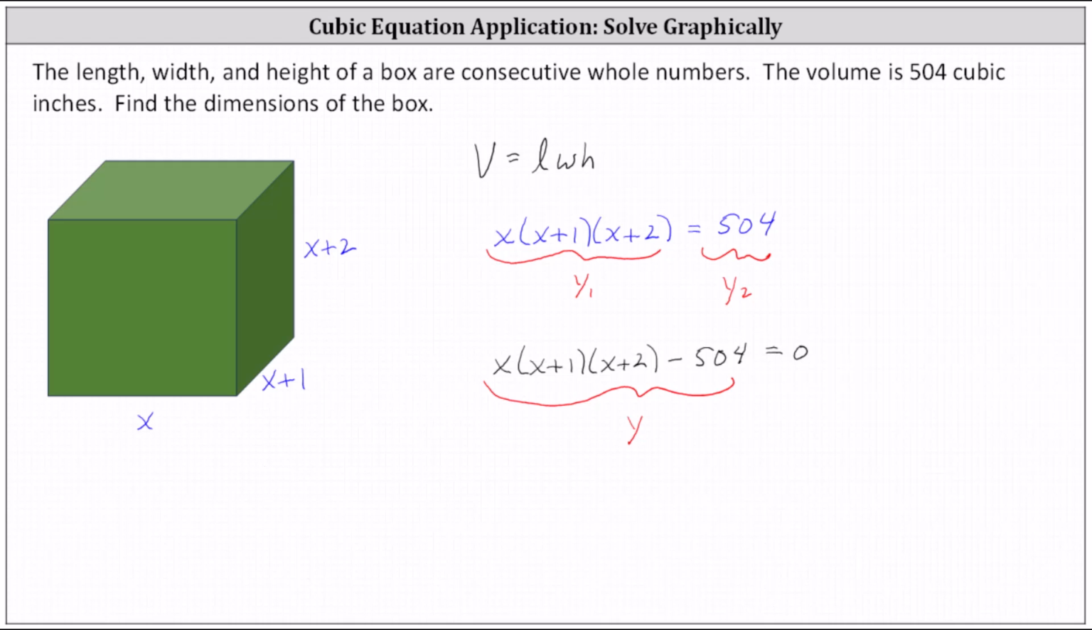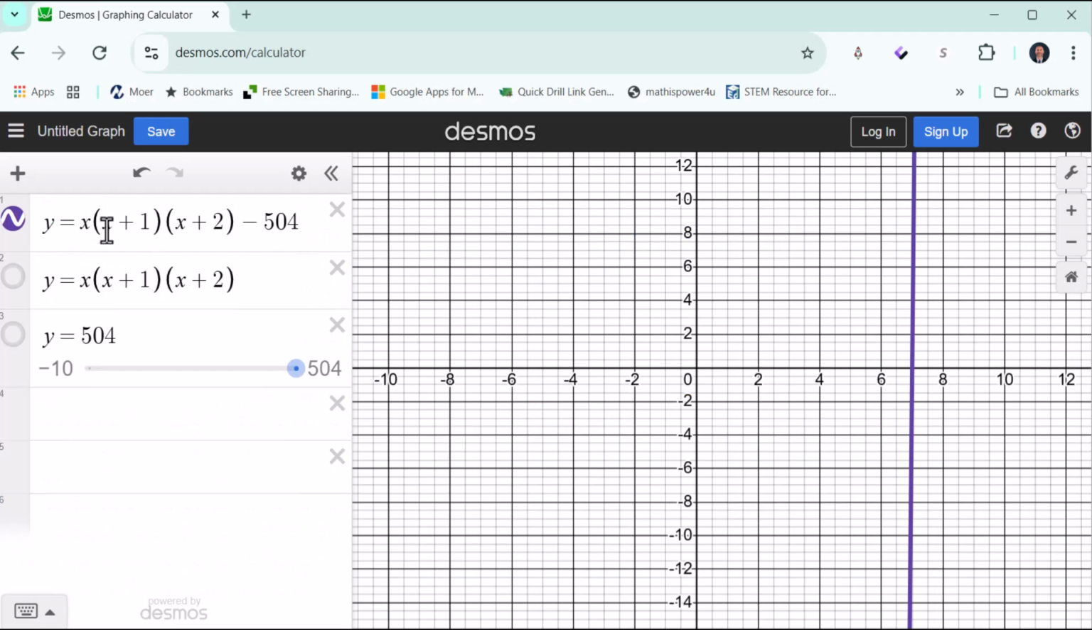Going to Desmos, I've already entered in y equals x times the quantity x plus 1 times the quantity x plus 2 minus 504. With this equation, we're looking for the x-intercept, or the x value where y would equal 0. We don't have a nice view of the entire graph, but all we care about is the x-intercept, which we can see on the right. (7, 0) is the x-intercept, which means x equals 7 is the value we need to determine the dimensions of the box.